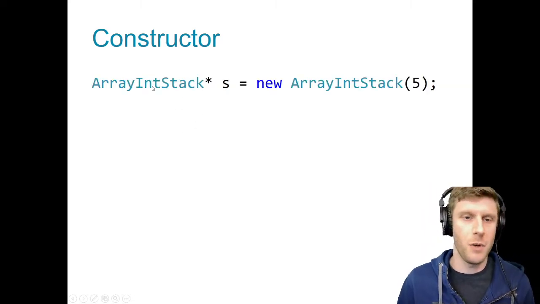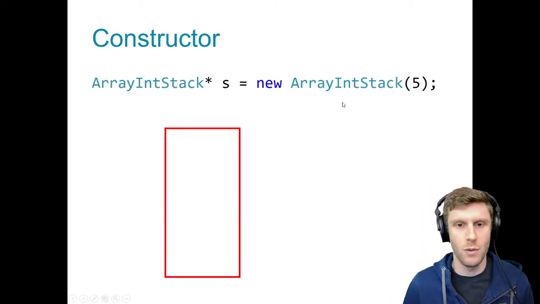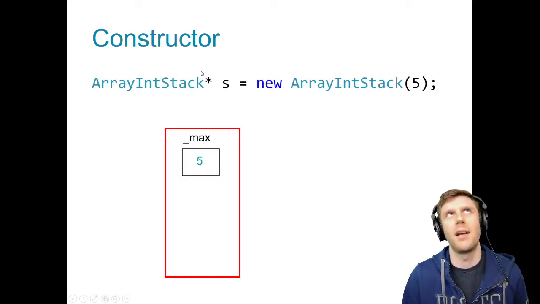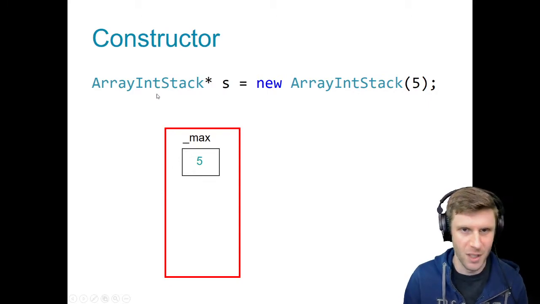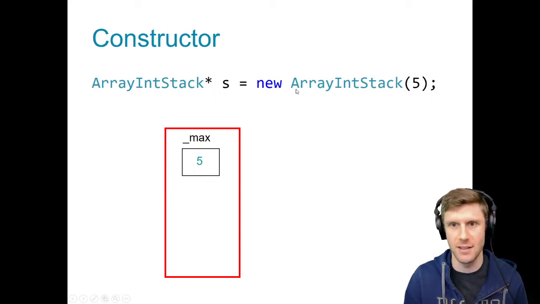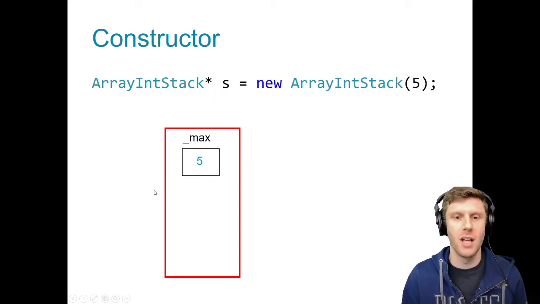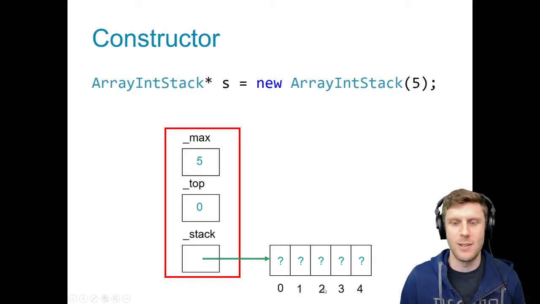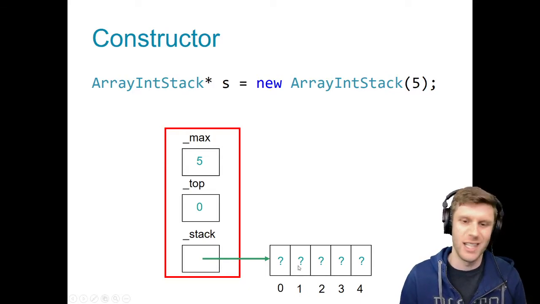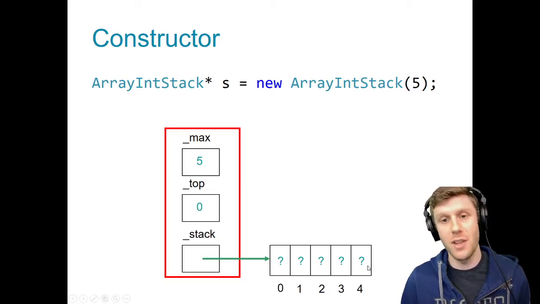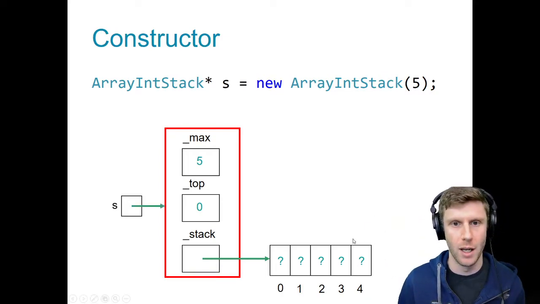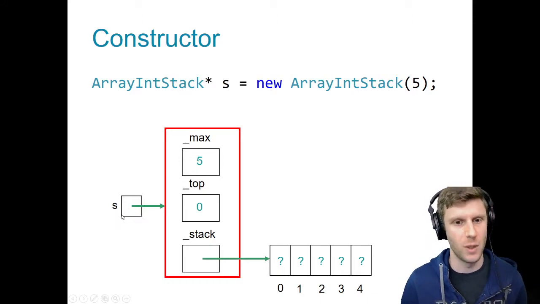So now if we want to create one, this is what we would do. We would say ArrayIntStack pointer, because remember, I like pointers, so you're going to like pointers too. ArrayIntStack pointer S is equal to a new ArrayIntStack 5. So what this will do is set max to 5, top to 0, and this is what we've got. And of course the array is initialized with just garbage in there. So this is what we would have if I run this code. This would get created in our computer somewhere. And S would be a pointer to an array stack, so that's what this variable is here.